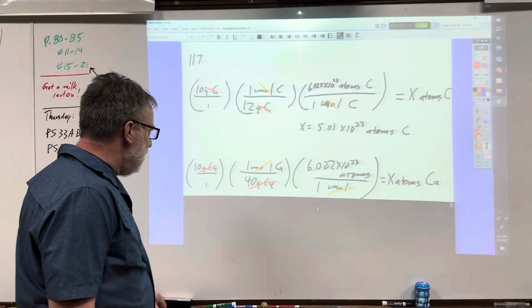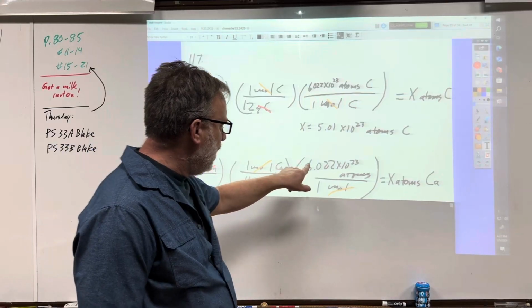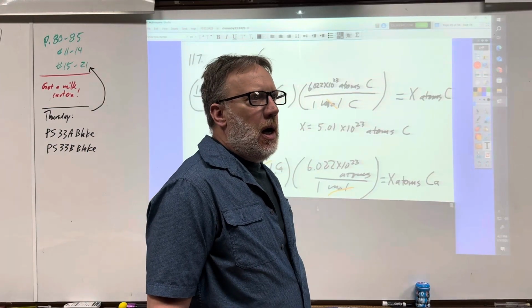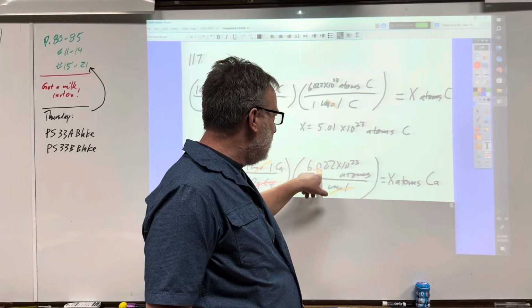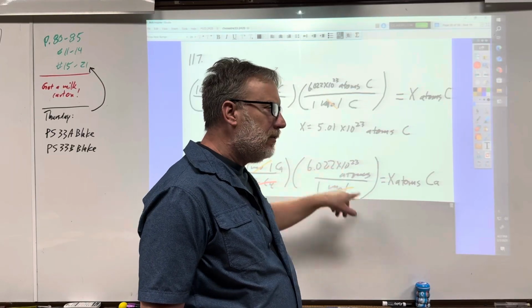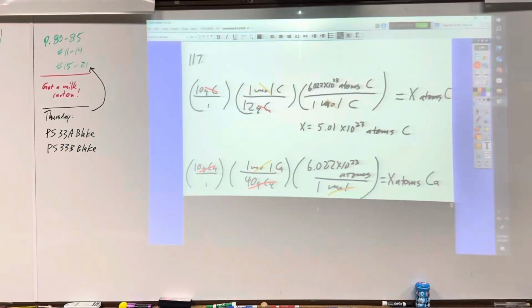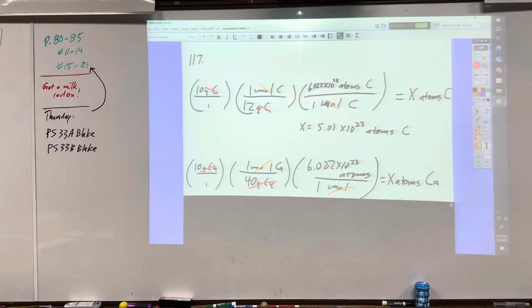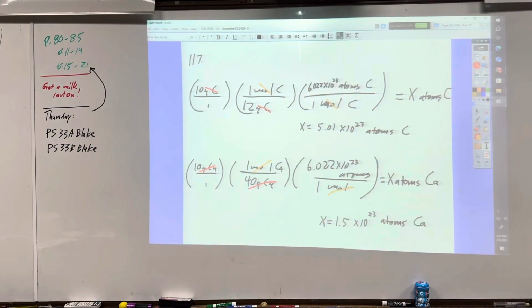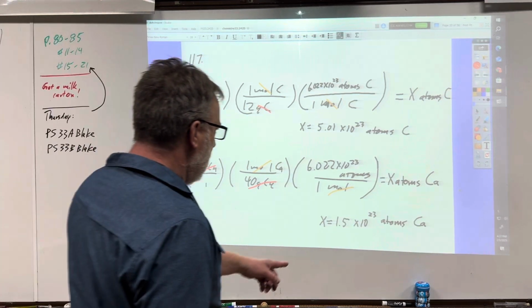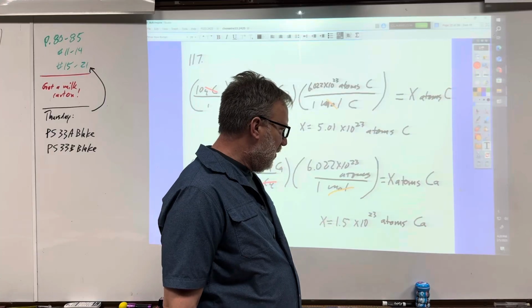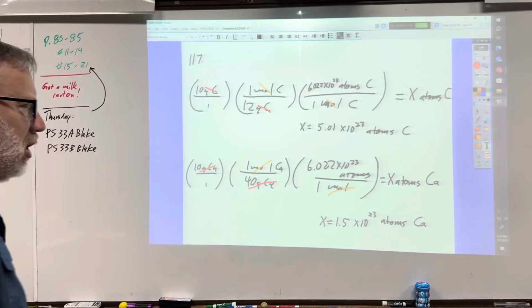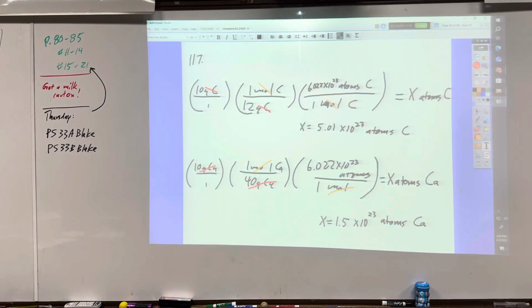You can do this with your head though, because you have 10 over 40 is a quarter, and a quarter of 6 is 1.5. So it's going to be 1.5055, I think, because it's a quarter of that. And those digits don't count because these are 2, these are 2. Actually, those are 1. 1.5 times 10 to 23 atoms of carbon, or calcium, and we'll pick up from there.